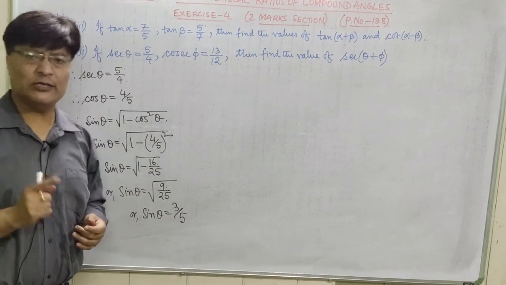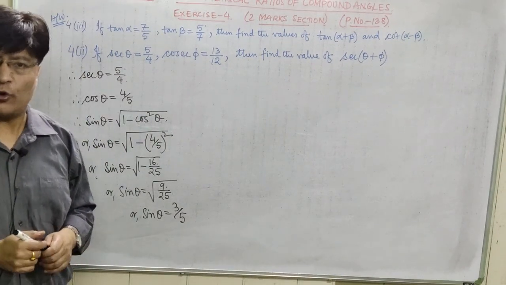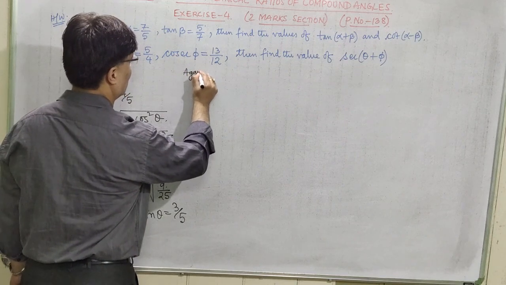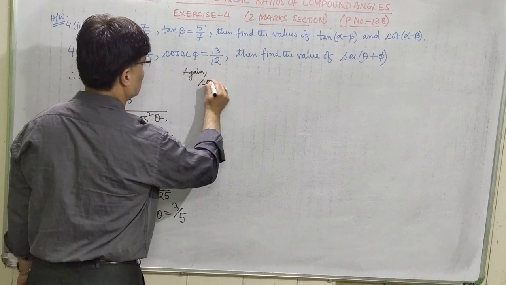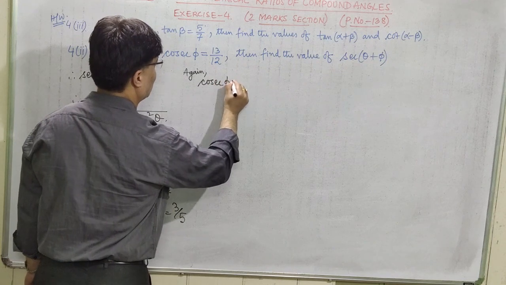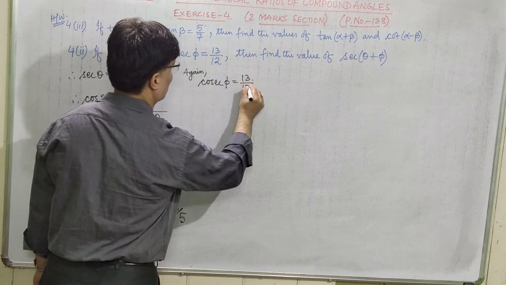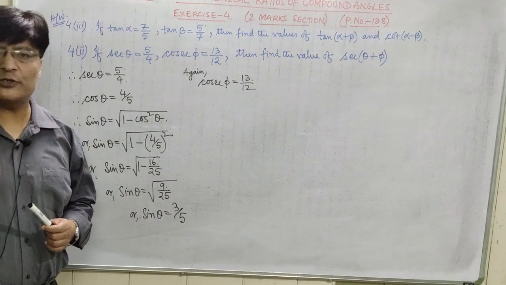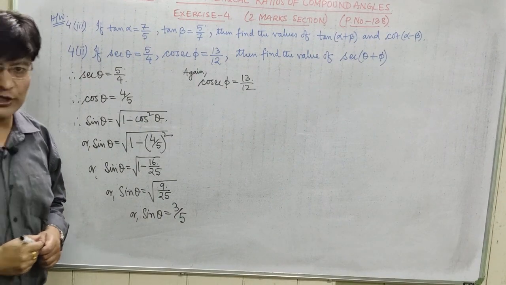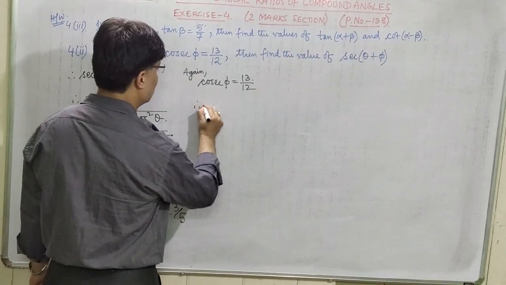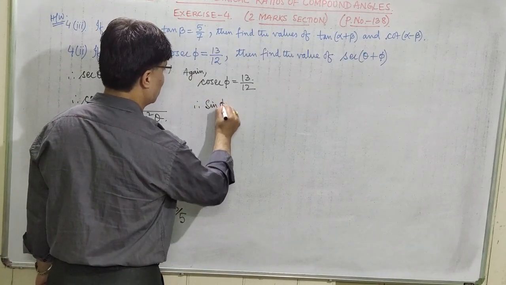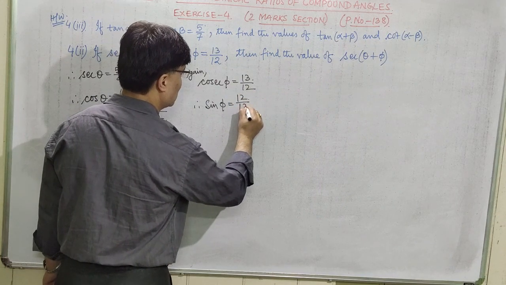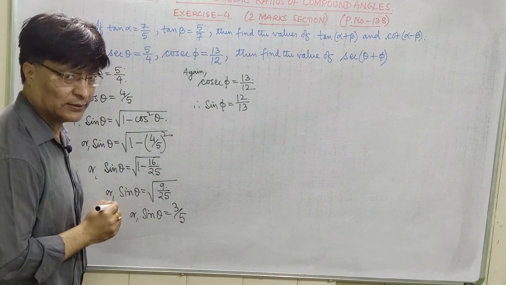Similarly, from cosec phi you can get sine phi as well as cos phi. Cosec phi is given, that is 13 by 12, and you know that sine phi and cosec phi are reciprocal trigonometric functions, isn't it? So we can write here sine phi is just the reciprocal of cosec phi, that is 12 by 13.